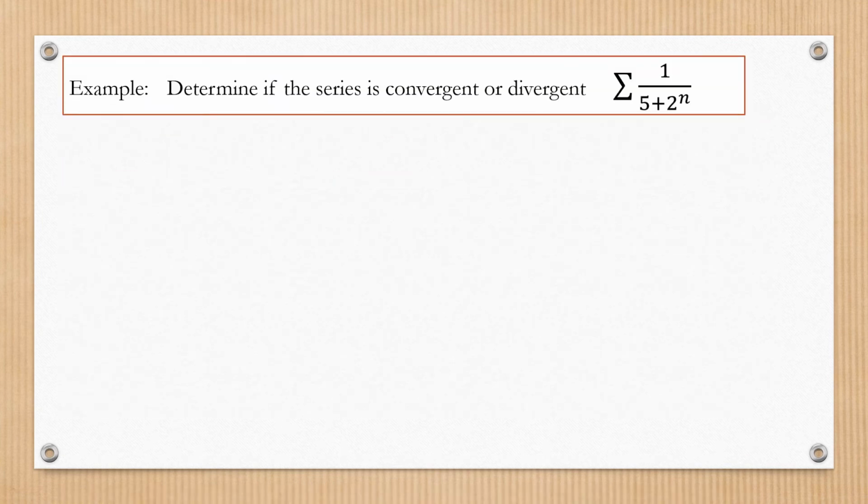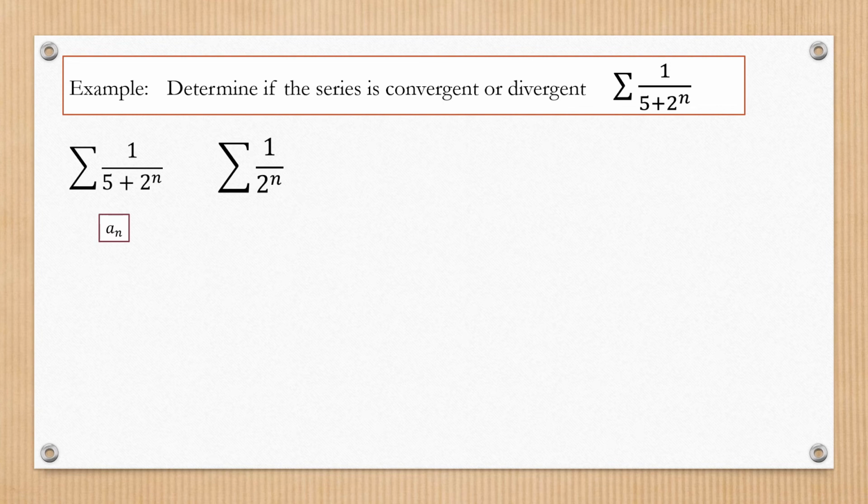Here is an example. Determine if the series 1 over 5 plus 2 raised to n is convergent or divergent. We know the given series, 1 over 5 plus 2 raised to n, to be our An, and the series 1 over 2 raised to n to be our Bn. Again, this is our Bn. We got it from here, but we just removed the insignificant number 5.